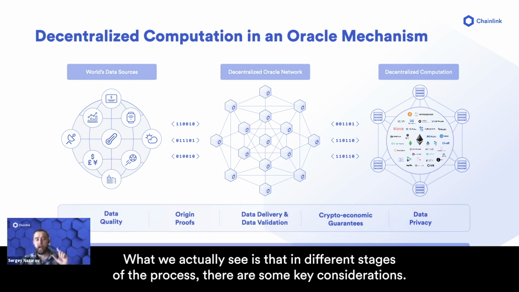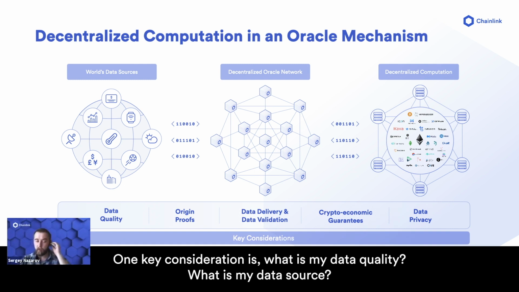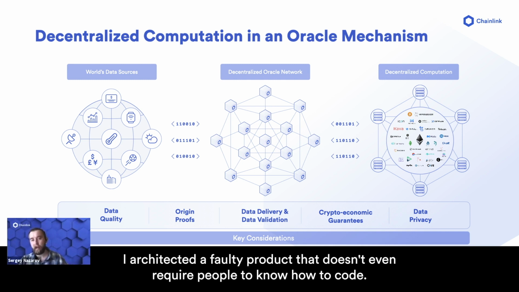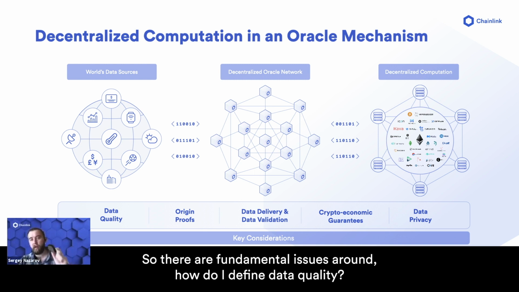And what we actually see is that in different stages of the process, there are some key considerations. So one key consideration is, what is my data quality? What is my data source? Can my data source be manipulated? If I use a single exchange API for a thinly traded market, and that thinly traded market then gets manipulated, I architected a faulty product that doesn't even require people to know how to code. It just requires enough money to manipulate the data source, right? So there are fundamental issues around how do I define data quality?